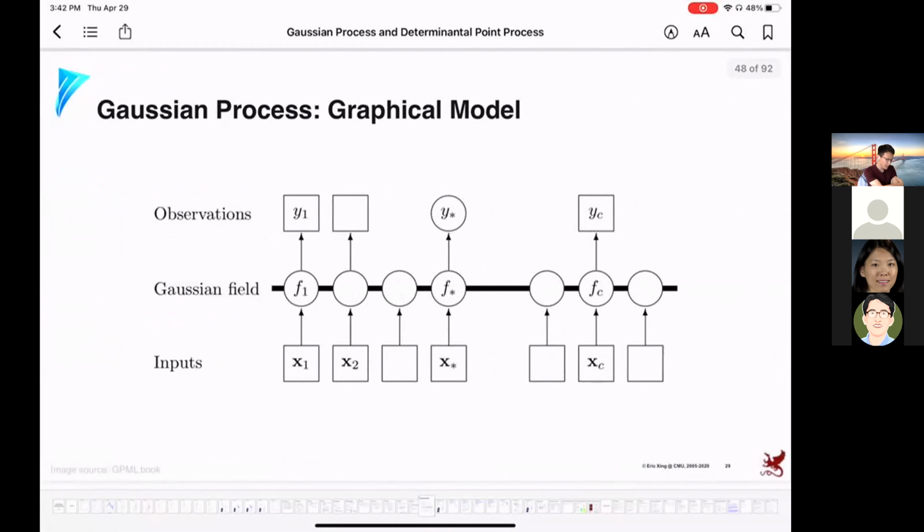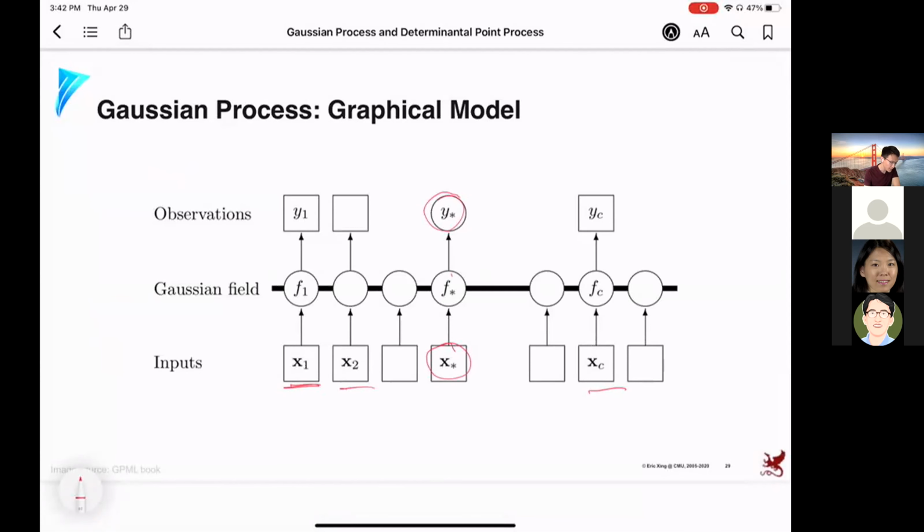Turns out Gaussian process can also be visualized as a graphical model. In this case, the X1, X2, Xc are things we observed. The X star is the test data, something we want to predict with, and Y star is what we want to predict.